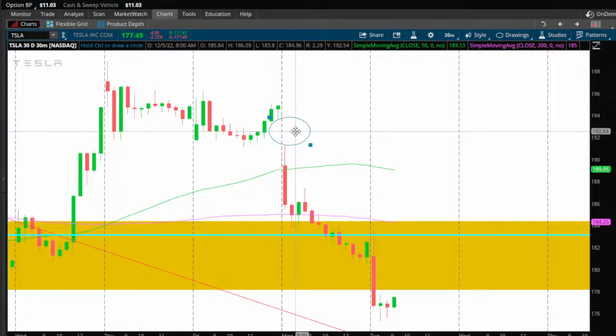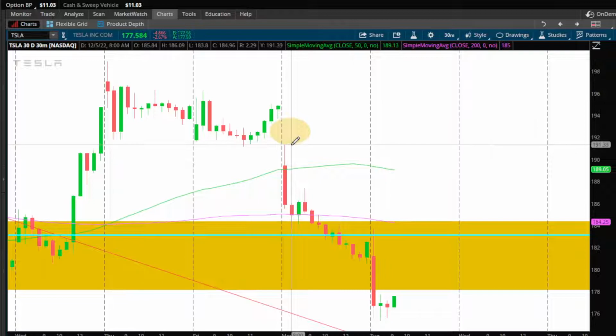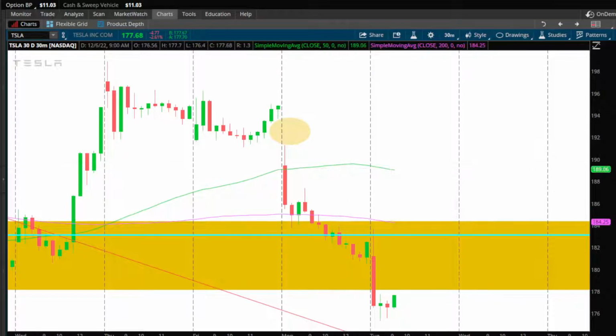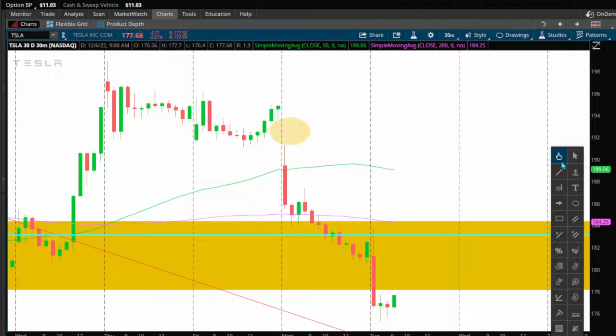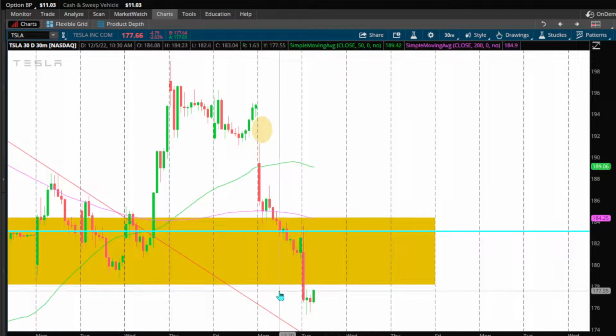So there we go. There is that gap. If we're looking at this gap, the bottom of this gap is right around 191.30. The top of this gap, if we want to fill it, is going to be right around 193.66. So there's that top gap.